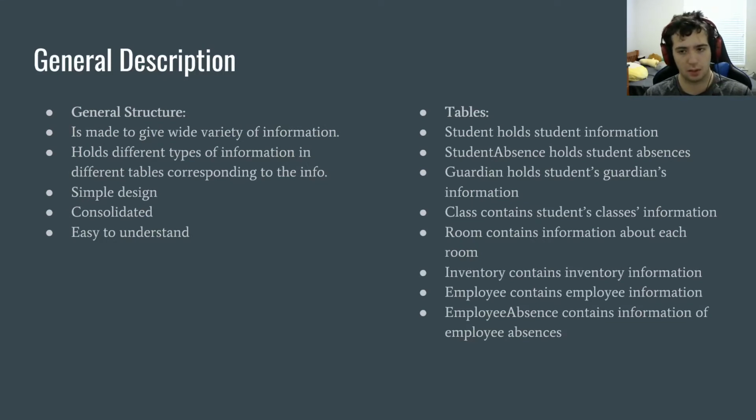So to talk about my project, first I'm going to give a general description. This database is made to give a wide variety of information, ranging from information about students and employees to the inventory. It gives a broad view of the whole kindergarten. It holds different types of information in different tables, corresponding to what type of info it is. For example, if it's information relating to the student, like their ID or name, then that's going to be kept in the student table. If it's information about the room, it's going to be kept in the room table.